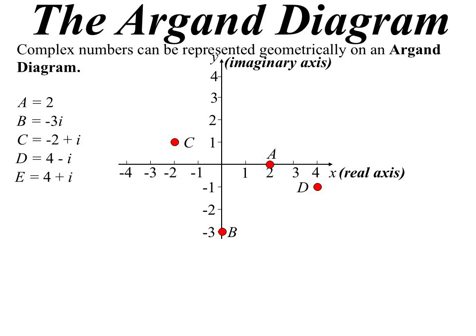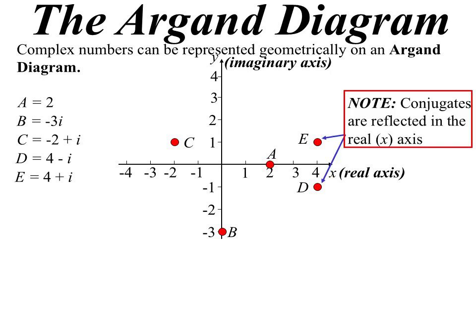4 plus i, okay, the real part is 4, and the imaginary part is +1. And this brings up something interesting. If you're going to plot conjugates, those two numbers must be reflected in the real number line, because the real part is going to be the same, but the imaginary part is changing sign. So if we ever see 2 points that are reflected in the x or real axis, we know they're conjugates.